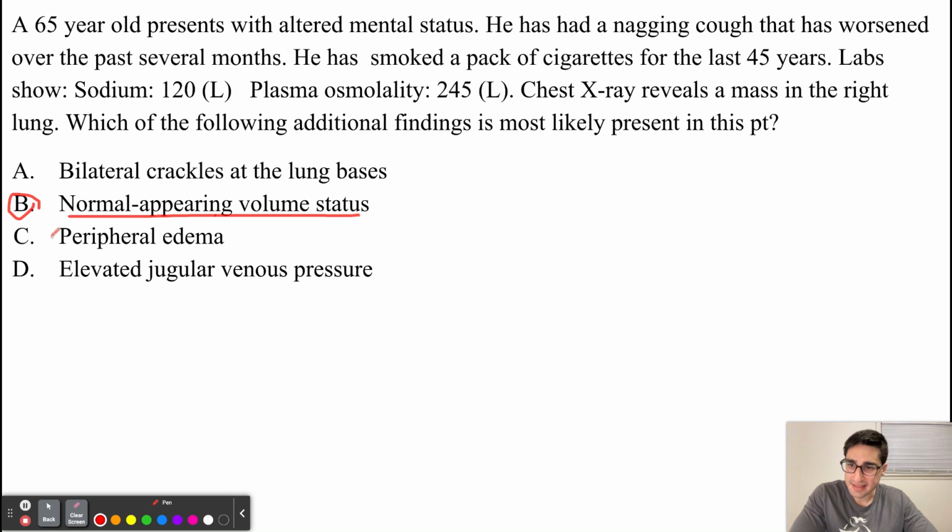Now, answer choices A, C, and D are all going to be present when there is fluid overload. So think of heart failure, in which there is going to be fluid overload in the body, which can result in crackles at the lungs, as well as peripheral edema and elevated jugular venous pressure. Because in SIADH, we're not going to have a fluid overload, we're going to be getting rid of that extra fluid by downregulating the renin-aldosterone axis as well as increasing natriuretic peptide release. We're ultimately going to have a normal appearing volume status.